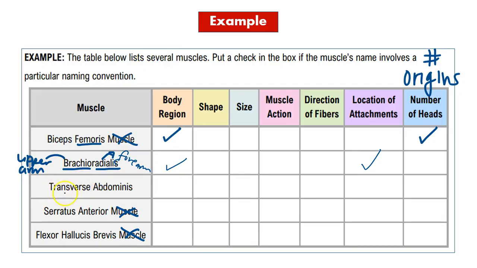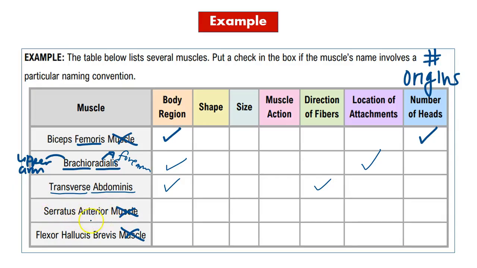Let's go ahead and look at transverse abdominis. Automatically, I know I am going to be dealing with body region because I'm dealing with the abdominal wall, right? Abdominis. What else am I going to be dealing with? Well, when we talked about rectus, we talked about oblique, we talked about transverse when it comes to abdominal muscles, okay? Transverse means you're going to have that crosswise type of muscle. Rectus means they're very straight. Oblique means that the muscle fibers are at an angle, okay? So transverse has to do with direction of fibers. So 2 there.